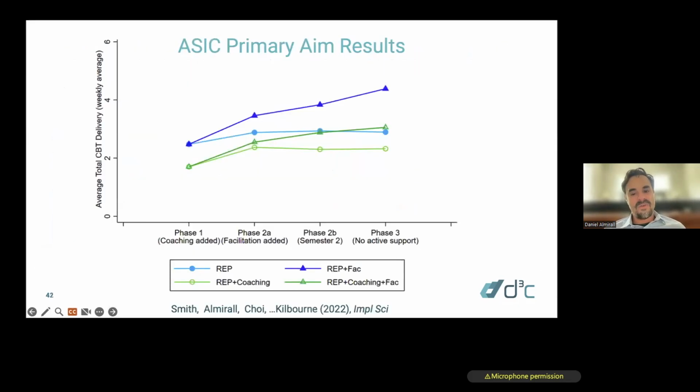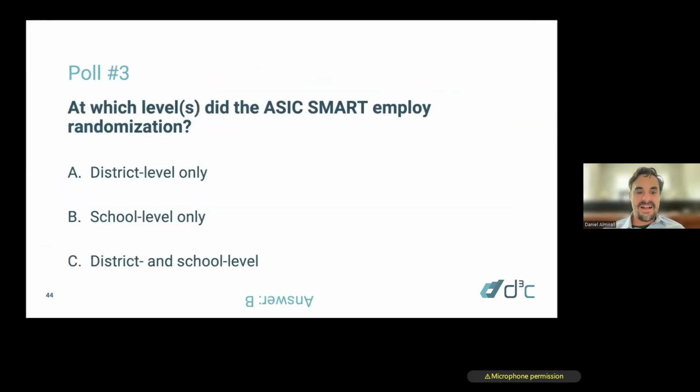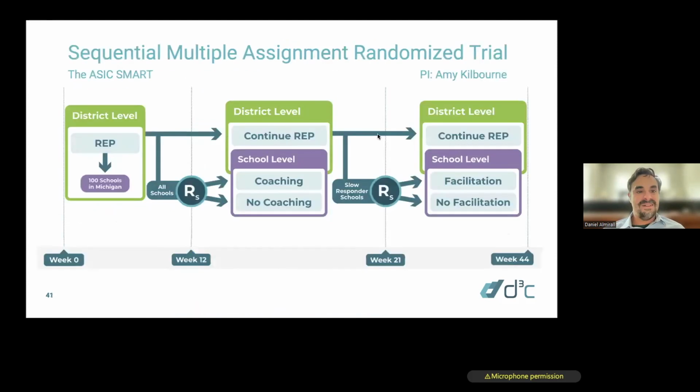All right. So let's go to questions 5, 6, and 7. As a scientist, you might have questions about tailoring. Number 5, we had one where we were like, hey, I don't know about this cutoff we're using. It might be too stringent, even though we think it's bottom of the barrel. Maybe we need to be even more lenient in how we decide what a responding school is. So believe it or not, in this study, I'm going to be able to figure out whether this should be a different cutoff, the cutoff for slow responding.